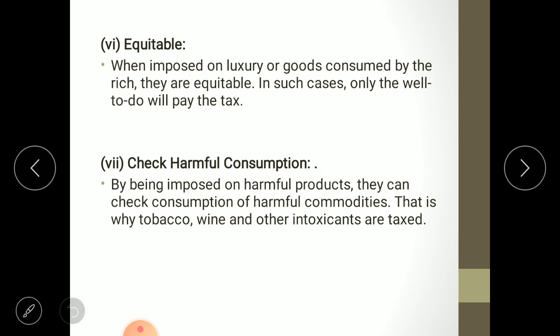Necessary goods are those products which are purchased by both rich and poor, but mostly by the poor, and luxurious goods are only purchased by the rich. So the government is collecting higher taxes on luxurious goods from the rich, and lower taxes on necessary goods from the poor class. So from that point of view, we can say that indirect taxes are equitable. That is what is written here. When imposed on luxury goods consumed by the rich, they are equitable. In such cases, only the well-to-do will pay the tax because luxury goods are purchased only by the rich class, and the rich can afford the higher amount of tax.